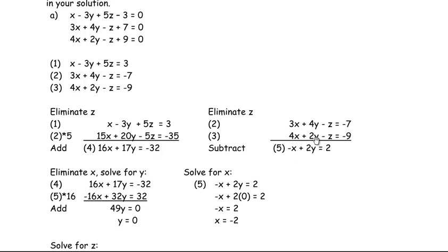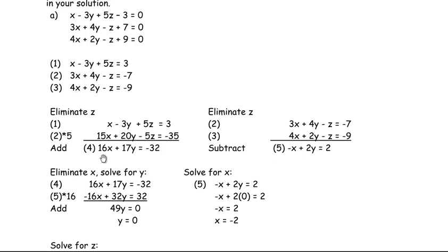So 3x minus 4x is -1x, 4y minus 2y is 2y. The z's are the same, so they subtract to 0. And -7 minus -9, same as -7 plus 9, so that'd be a 2. So this equation I'm calling 5, and this equation I'm calling 4 have x's and y's only, no z's. So I can now eliminate x or y, and then start solving for a variable.